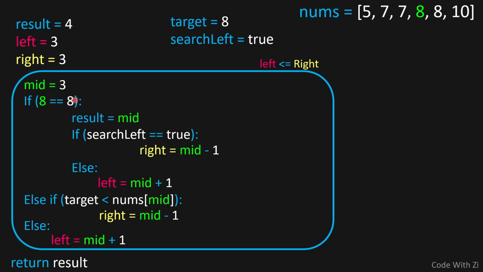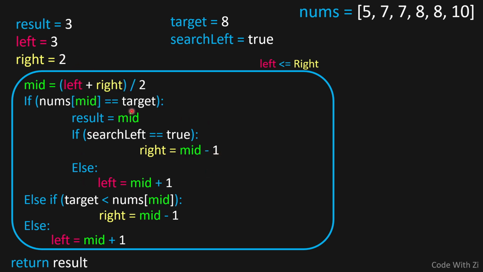So we're going to say, awesome. Enter this if statement and update result to be equal to mid. So now result is going to be equal to 3, like so. And then we're going to ask, is search left true? Yep, it is. So we're going to say, all right, right should be equal to mid minus 1. So that's going to make right be equal to 3 minus 1. That's going to be 2. And now right is equal to 2.